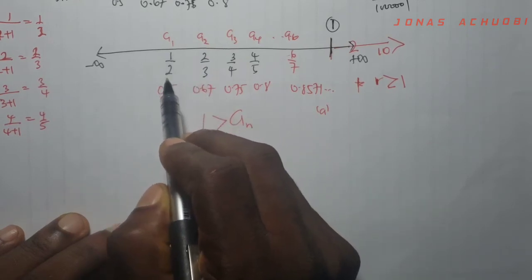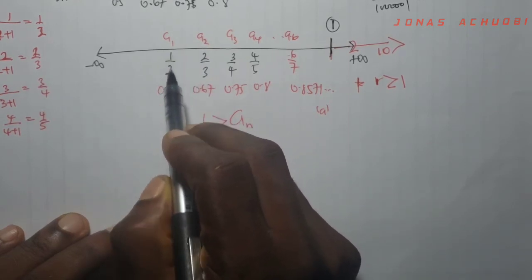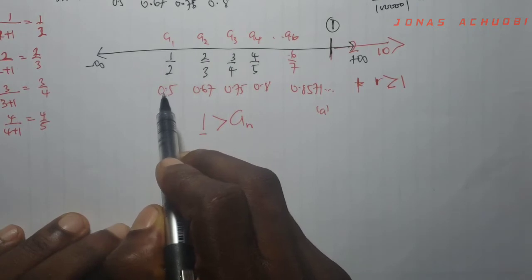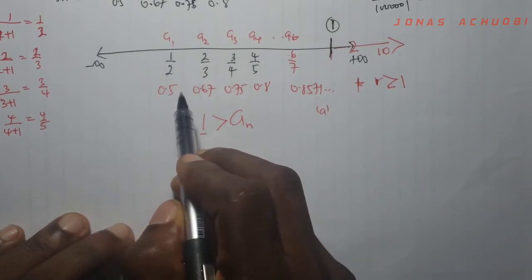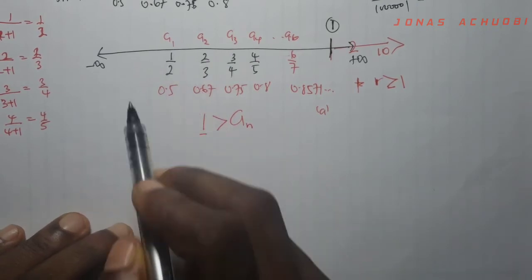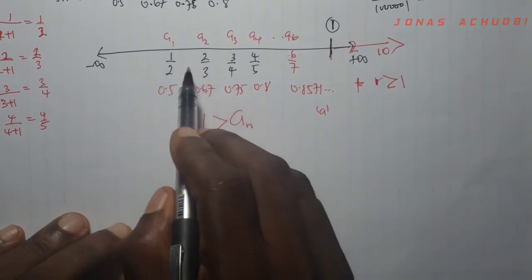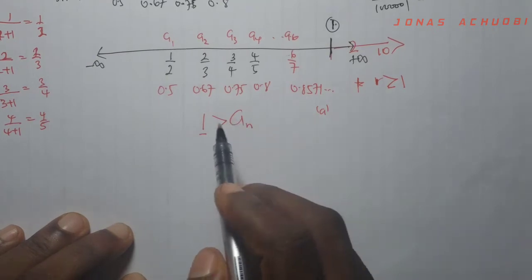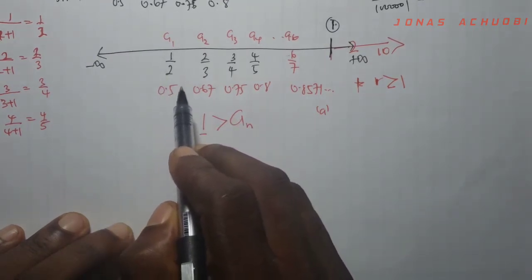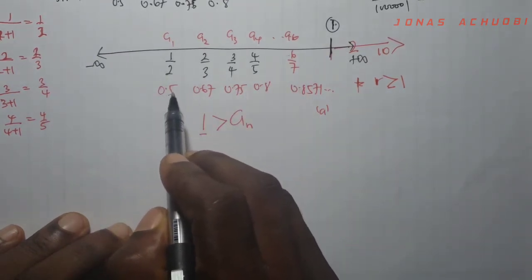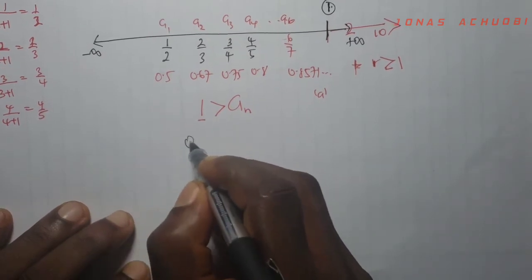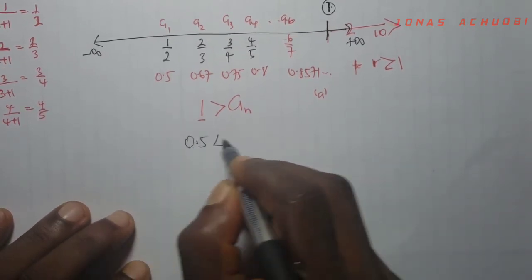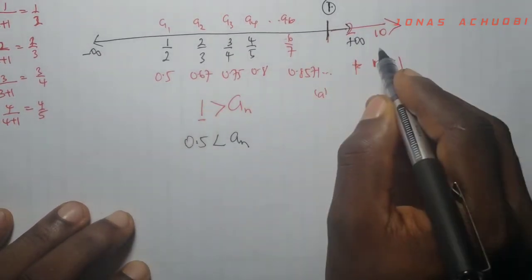If I say that 1 over 2 is my lower bound, what I am saying is that 1 over 2, which is 0.5, is smaller than or equal to every other term of my sequence. That makes sense because none of these terms exceed 1, which makes 1 the upper bound. But none of these terms is less than 0.5. As a matter of fact, 0.5 is less than every other term of the sequence.